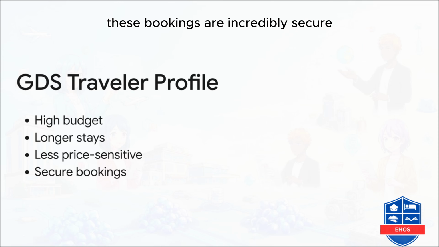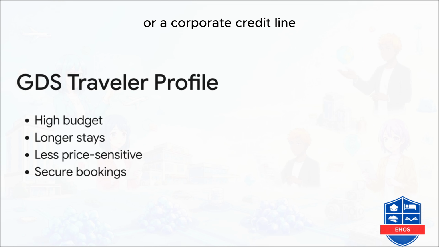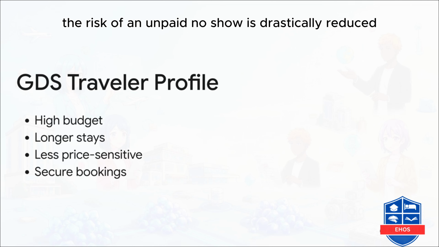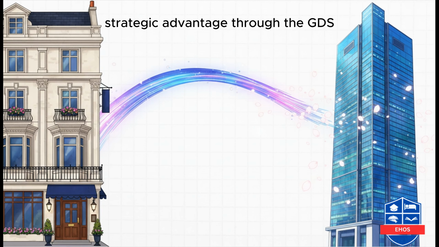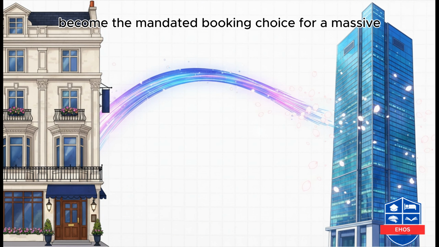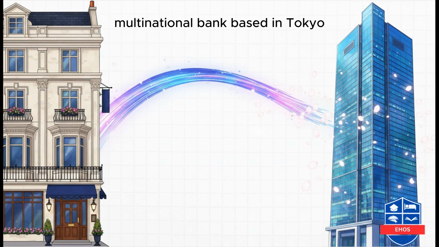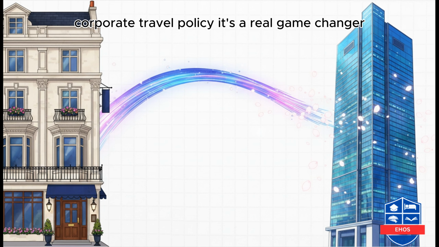And crucially, these bookings are incredibly secure. Because they're backed by agency credentials or a corporate credit line, the risk of an unpaid no-show is drastically reduced. Plus, this kind of international reach offers an unparalleled strategic advantage. Through the GDS, a small boutique hotel in London can overnight become the mandated booking choice for a massive multinational bank based in Tokyo. How does that happen? Simply by appearing correctly in the GDS search results, fully aligned with that bank's specific corporate travel policy. It's a real game changer.